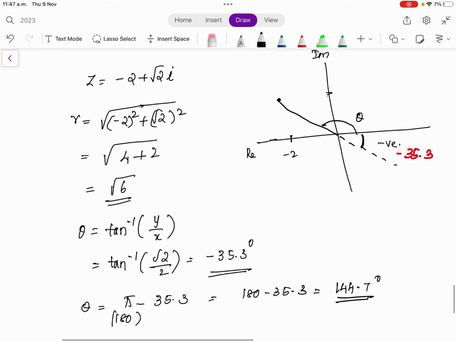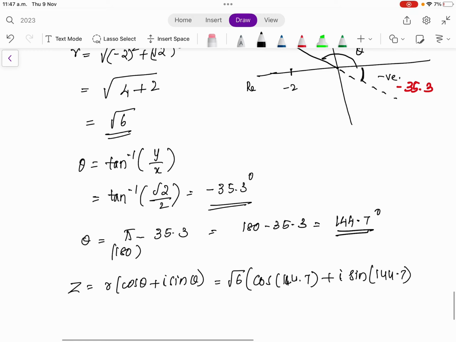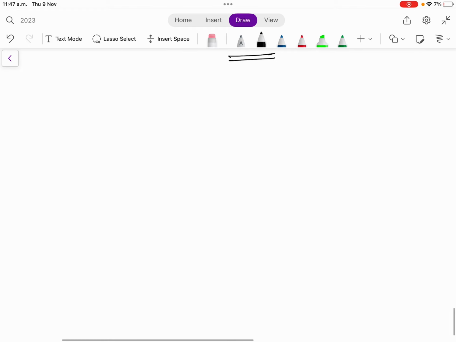Which is equal to 144.7 degrees. So in this case, z will be r cos theta plus i sin theta, which is equal to root 6 into cos 144.7 plus i sin 144.7 degrees. You can find the values of this, but that is not required. When you need to write in the polar form, you can just directly write only the degrees, and you can just leave it like this. We'll do one more problem.